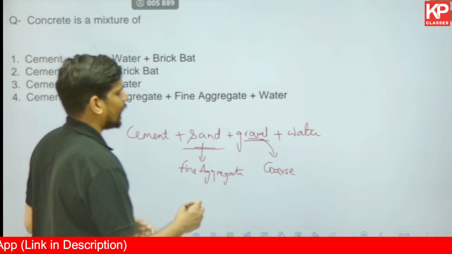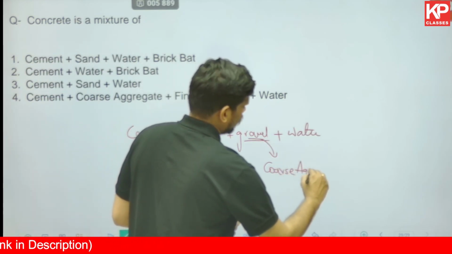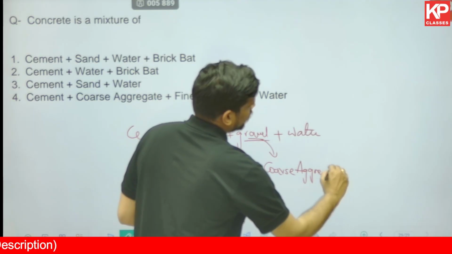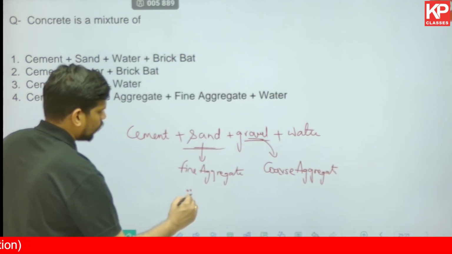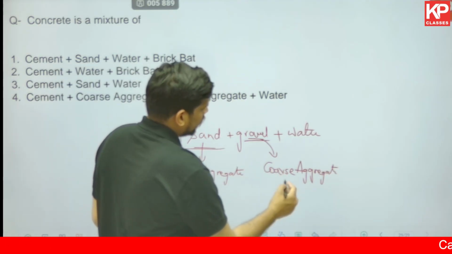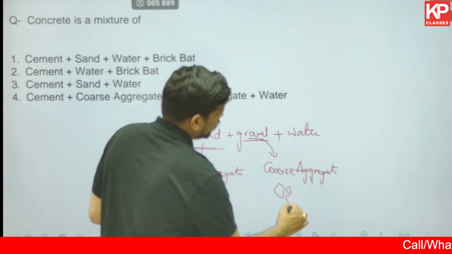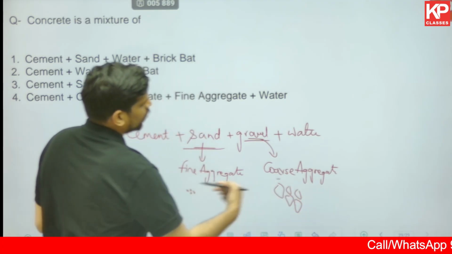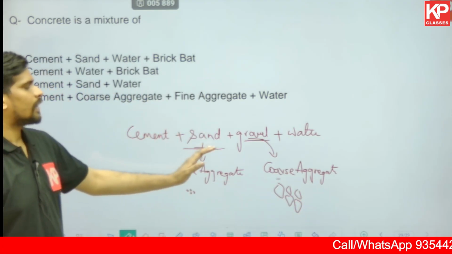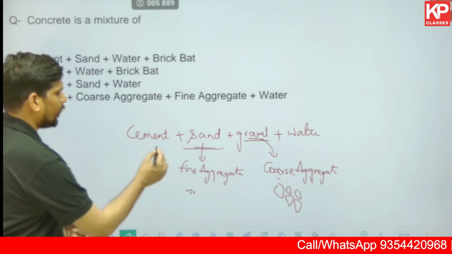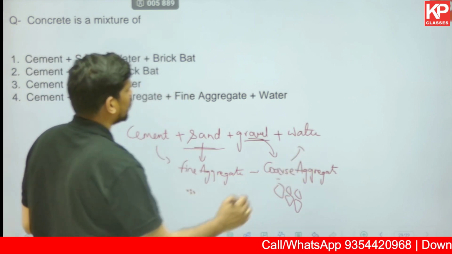It is coarse. C-O-A-R-S-E. Coarse aggregate. Coarse aggregate is larger size particles. So fine aggregate has small particles, fine particles. Gravel, that is larger size particles, you find in coarse aggregate. So cement, sand, gravel and water, or cement, fine aggregate, coarse aggregate and water, that's the mixture.